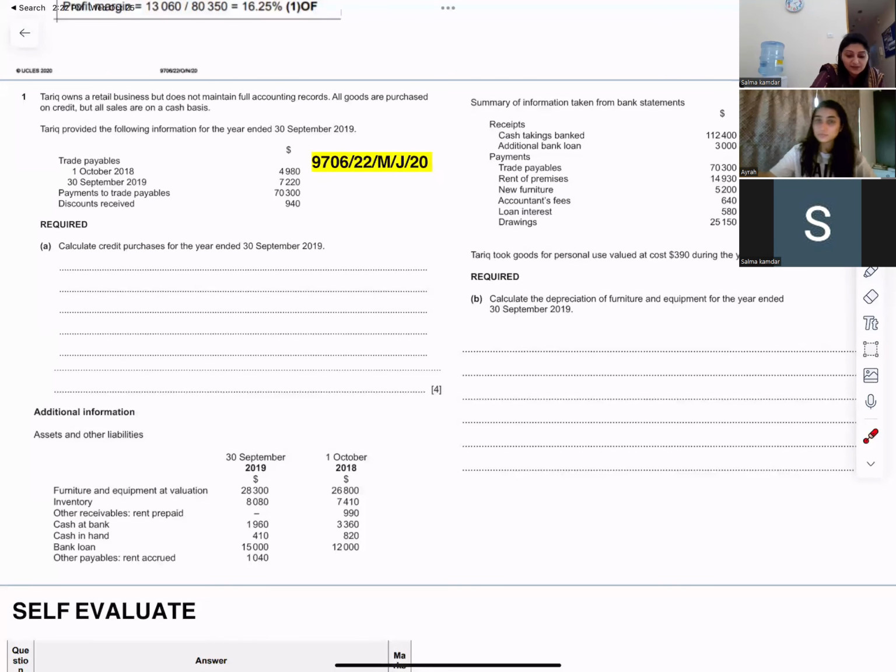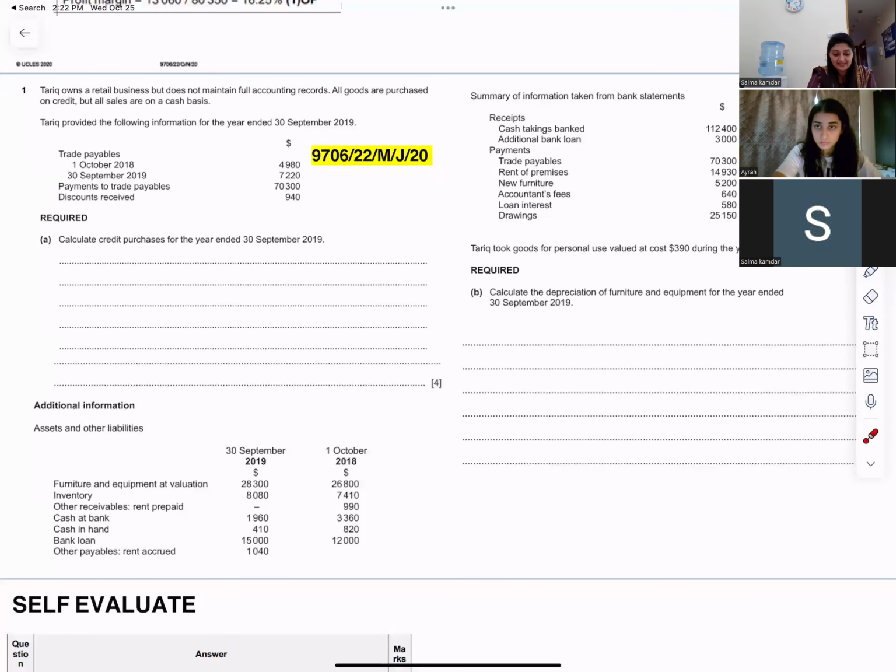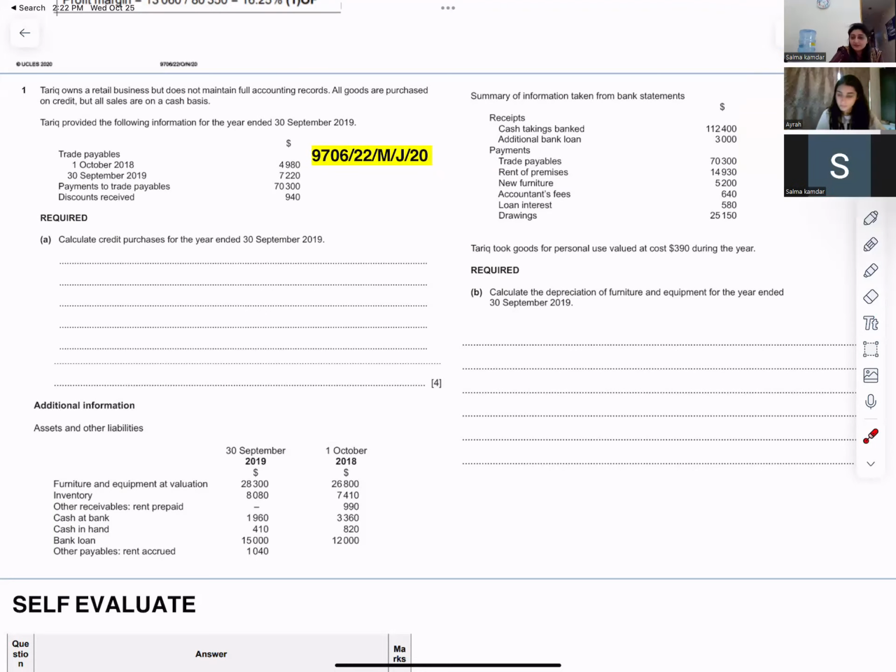Doing the next sum of incomplete records, it's of May, June 2020, paper 22. Okay. Can you read the sum, please? Tariq owns a retail business but does not maintain full accounting records. All goods are purchased on credit, but all sales are on cash basis.